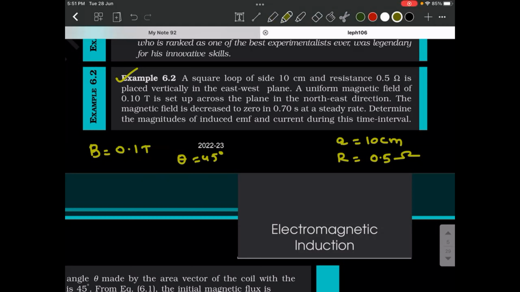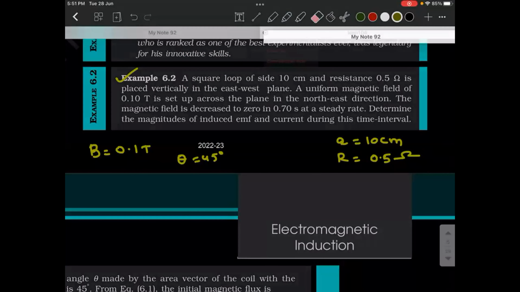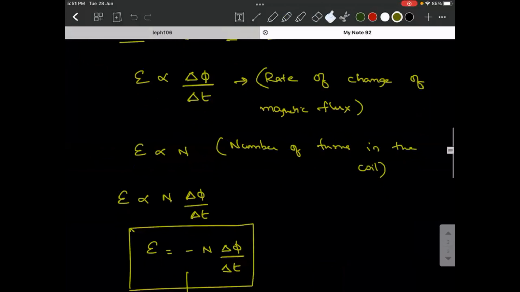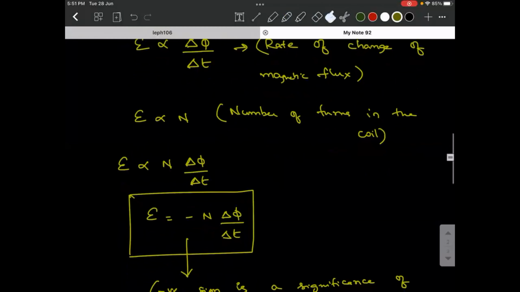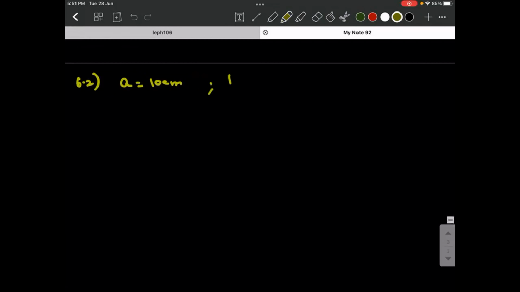So theta is equal to 45 degrees. And see, when you solve these kinds of problems, the most important point is collecting the data in the right manner. So I hope you read the question. What is the value of A? In 6.2, A is equal to 10 centimeter. So A is 10 centimeter, resistance is 0.5 ohm.